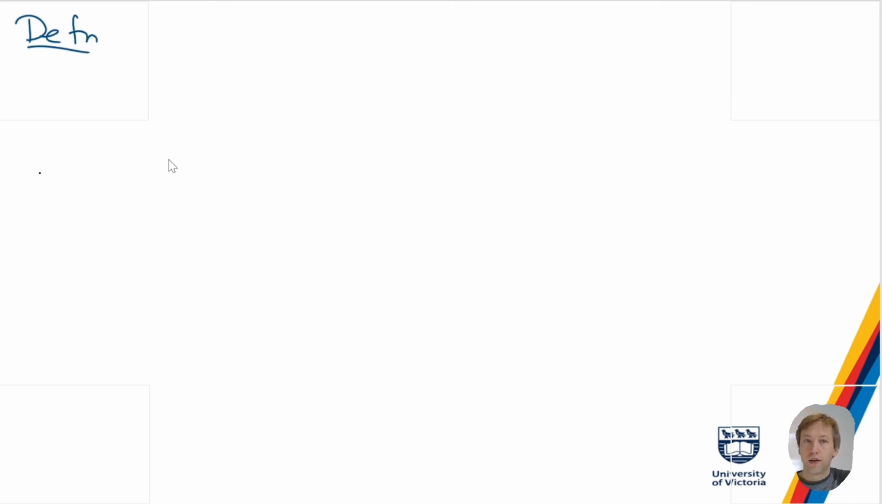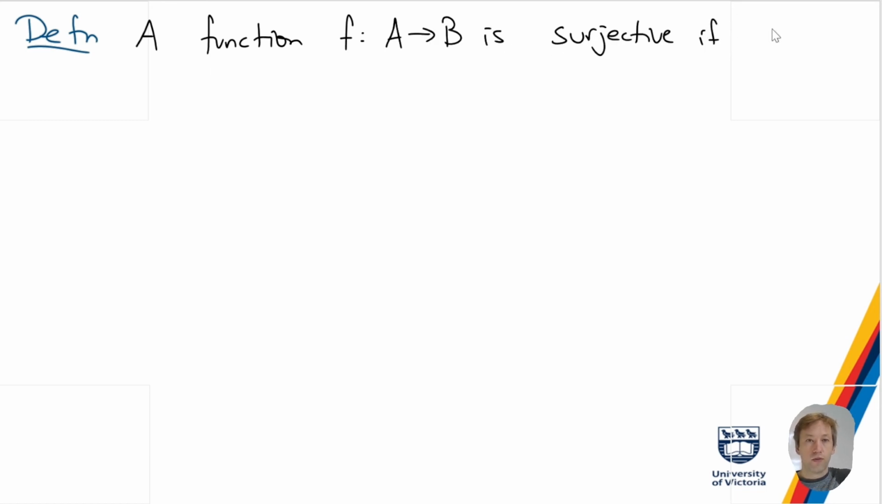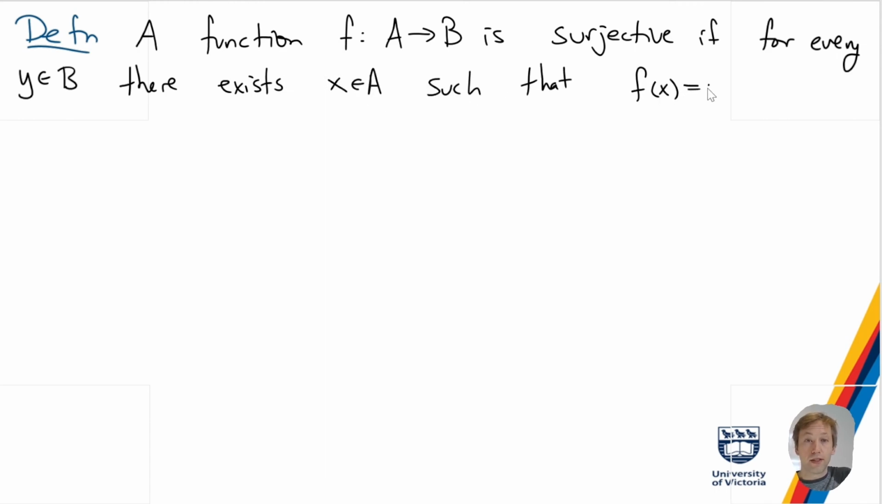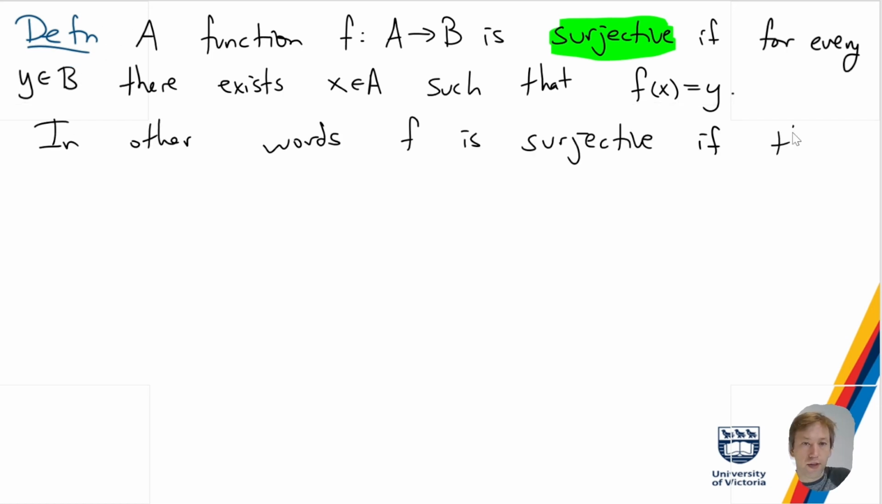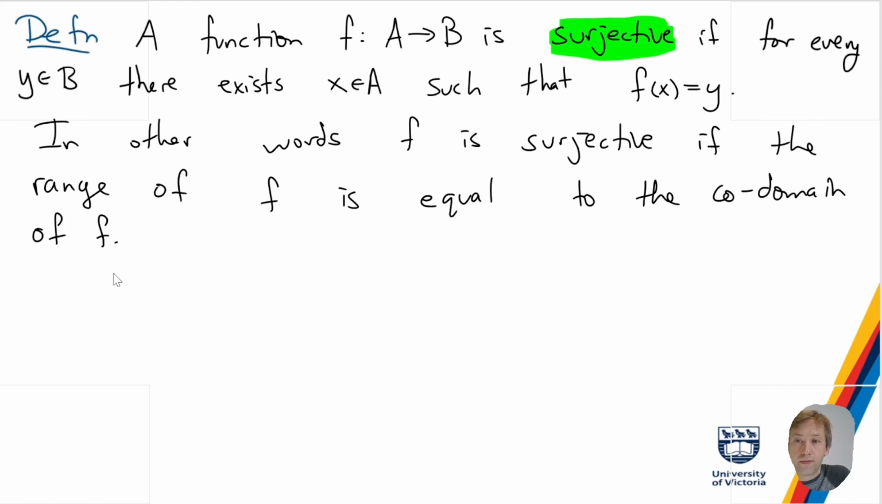Definition: a function f from A to B is surjective if for every y in B there exists x in A such that f of x is equal to y. So in other words, a function is surjective if the range of f is equal to the codomain of f.